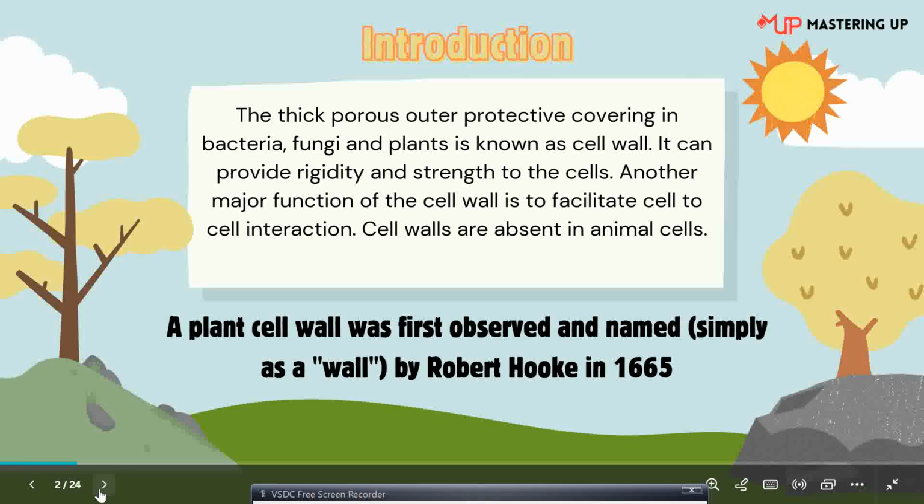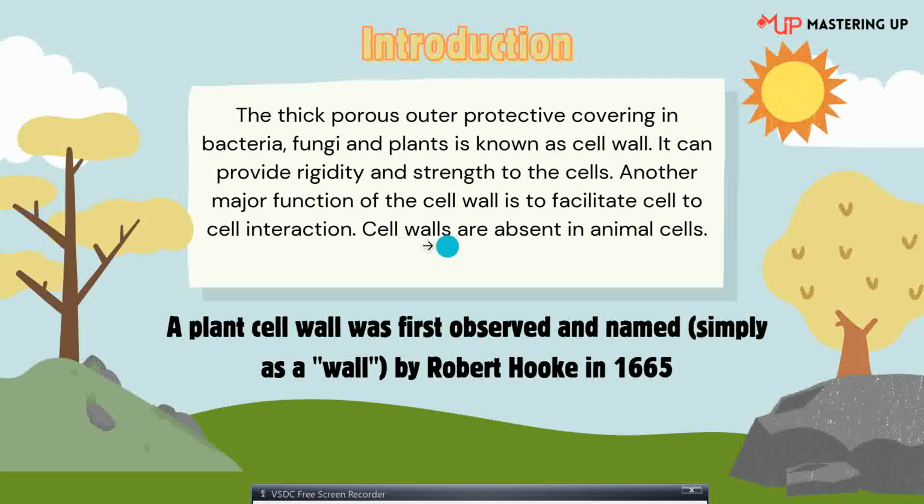So first, the introduction. Like in every class, first we will know what is the basic, that is, what is a cell wall. The cell wall is a thick porous outer protective covering in bacteria, fungi and plants. Note that animals don't have a cell wall, okay, and it provides rigidity and strength to the cells. Another major function of the cell wall is to facilitate cell to cell interaction, and cell walls are absent in animals, okay. So this point, that cell wall is absent in animals, is important to note.